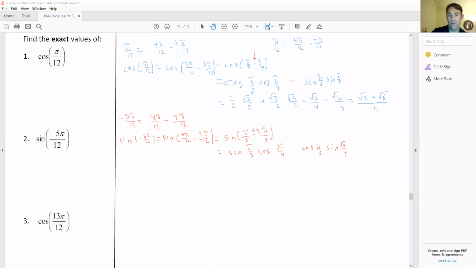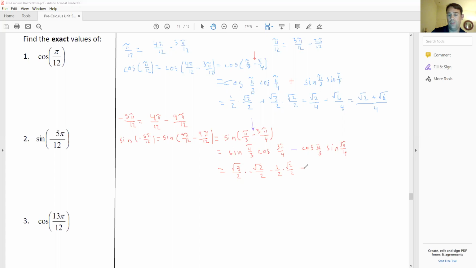So again, I'm looking at this here. I see a subtraction here. Sine is always the same sign, so I'm going to use a minus in between. So sine of pi over 3, that would be root 3 over 2, times cosine of 3 pi over 4, that's negative root 2 over 2, minus cosine of pi over 3, so 1/2, times sine of 3 pi over 4, that's root 2 over 2.